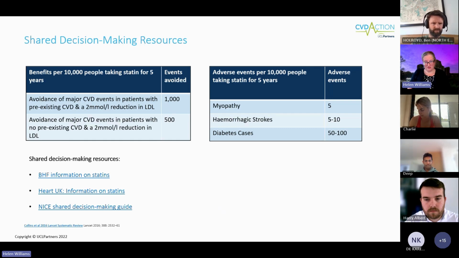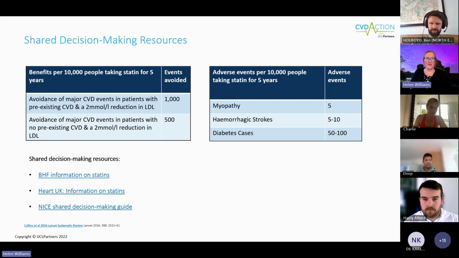So what we try to do to make conversations simple is look at the benefits. And this is based on a huge study including over 170,000 people. It was a number of different studies combined. For every 10,000 people taking statins for 5 years, what do they deliver? And then in that same cohort, what significant side effects would we expect to see?